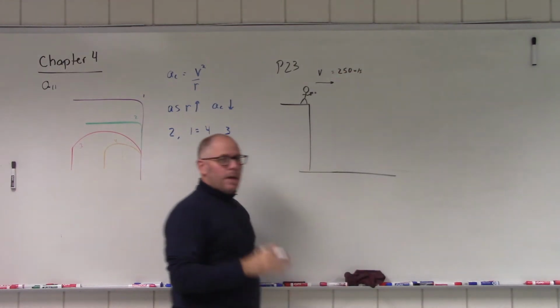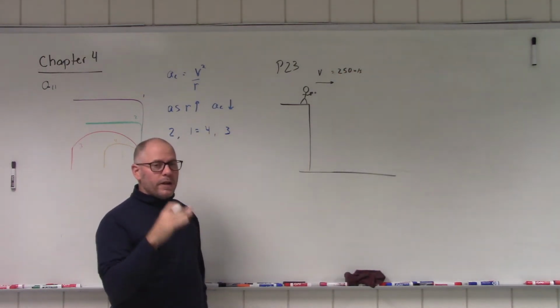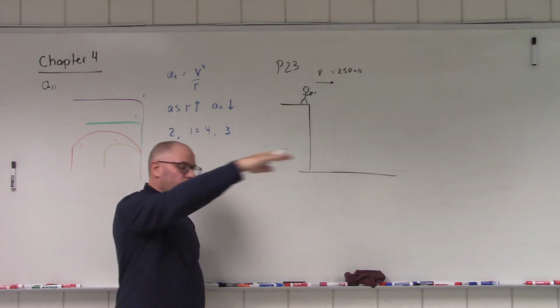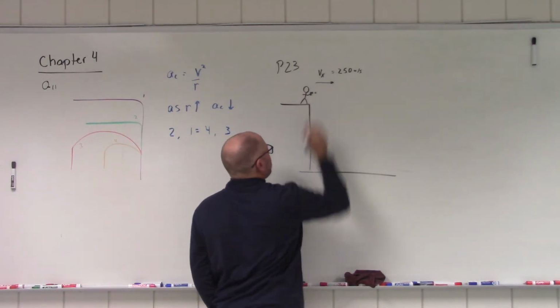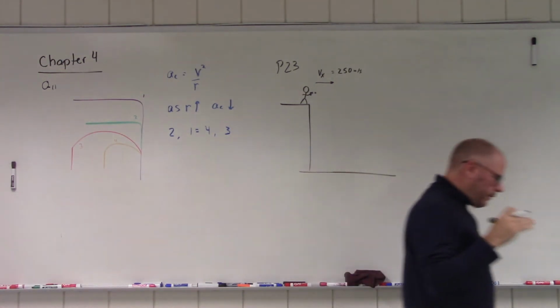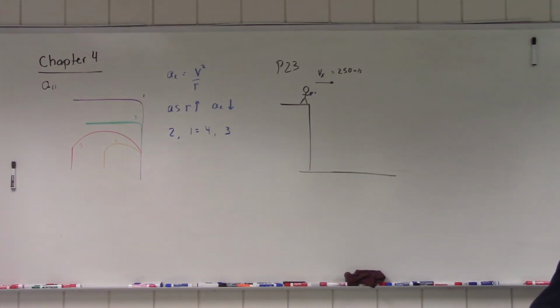Now, I put a V there, but what direction is this V? It's fired directly horizontal, so this is actually going to be our Vx. That's our horizontal velocity. How long does it take to remain in the air? At what horizontal distance does it strike the ground? And what is the magnitude of the vertical component of its velocity as it strikes the ground?